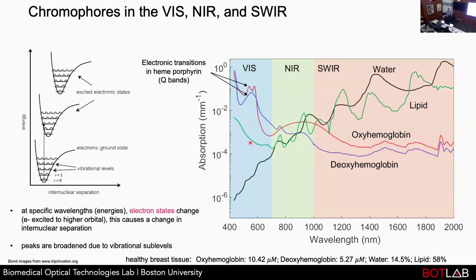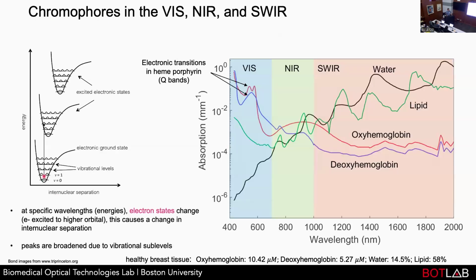Okay, so at shorter wavelengths, these peaks you see down here in the 600 nanometer range for hemoglobin are caused by what's called electronic transitions. When you have energy at fairly high energy levels, meaning short wavelengths, you can get an electron to be excited from one electronic state to another. Now, what does that mean? This is an energy diagram where you have energy on the y-axis and internuclear separation on the x-axis, and this is related to the heme porphyrin molecule.